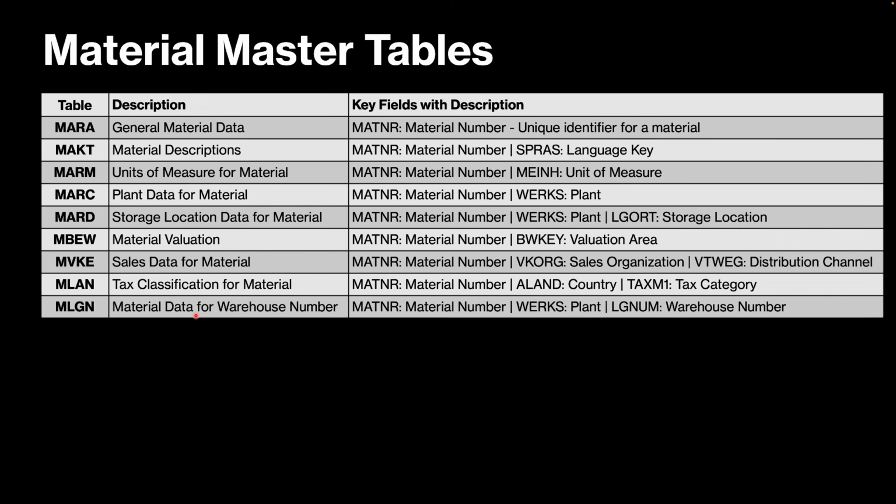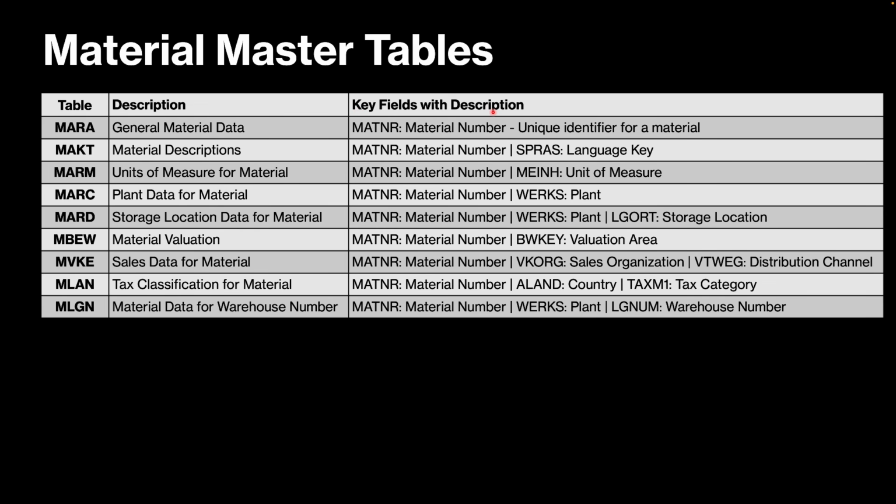So you can see here you have multiple tables in SAP where material data is stored. Depending upon what kind of data you're storing, the system decides which table it has to store, and in that particular field the data is stored when you maintain your material master. And you can see you have this column here which mentions key fields with description. So what is a key field?